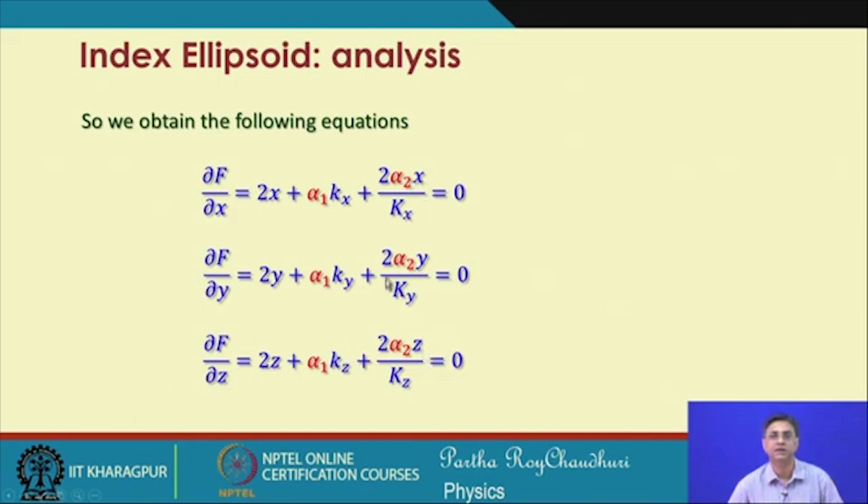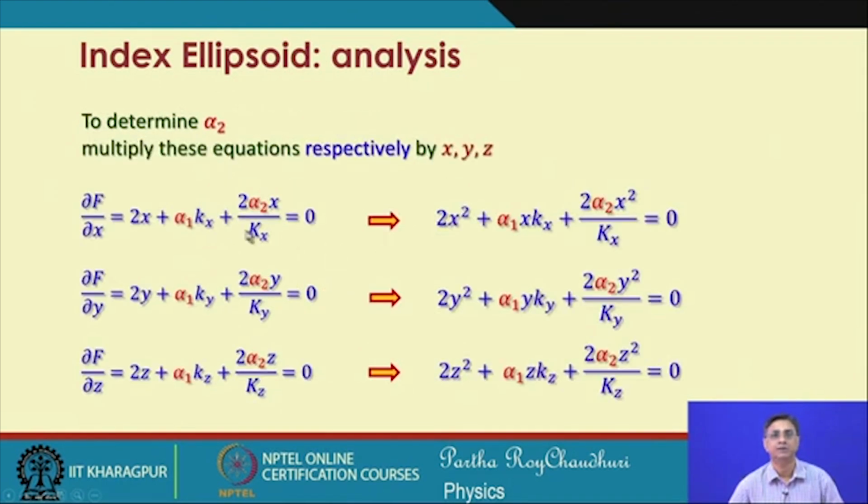Now, we have 3 equations, and the task is to find the values of these unknown constants, that is alpha 1 and alpha 2. And in order to do that, we reorganize this equation, 2x plus alpha 1 k x plus 2 alpha 2 x by k x equal to 0, and we add these equations. But before adding, we multiply these equations with x, y and z respectively.